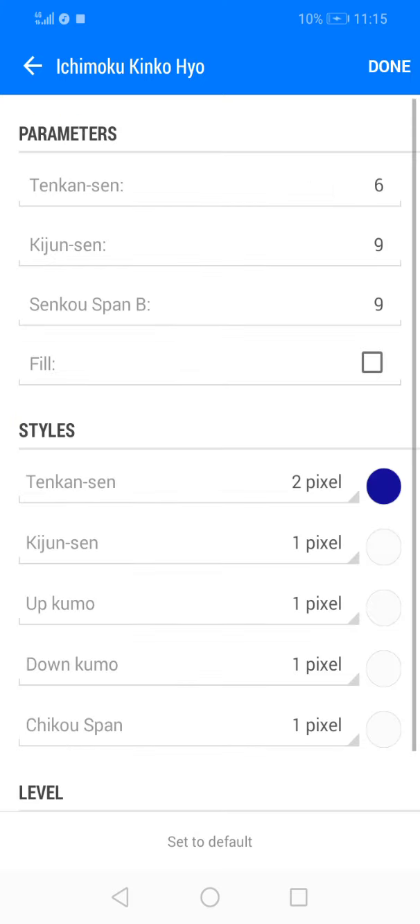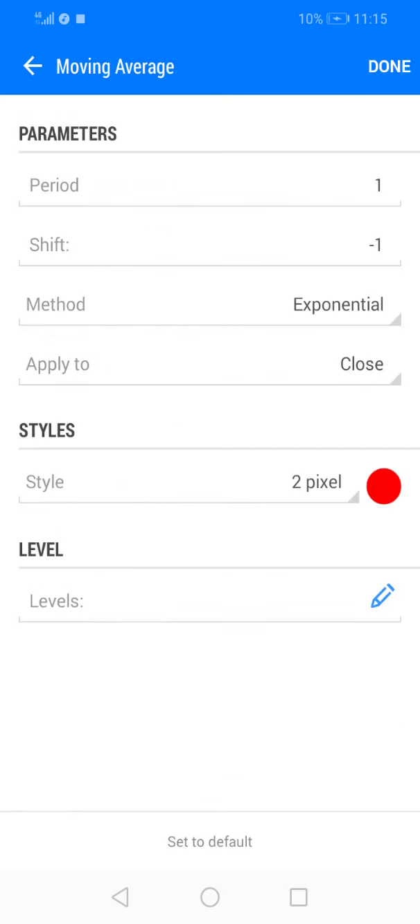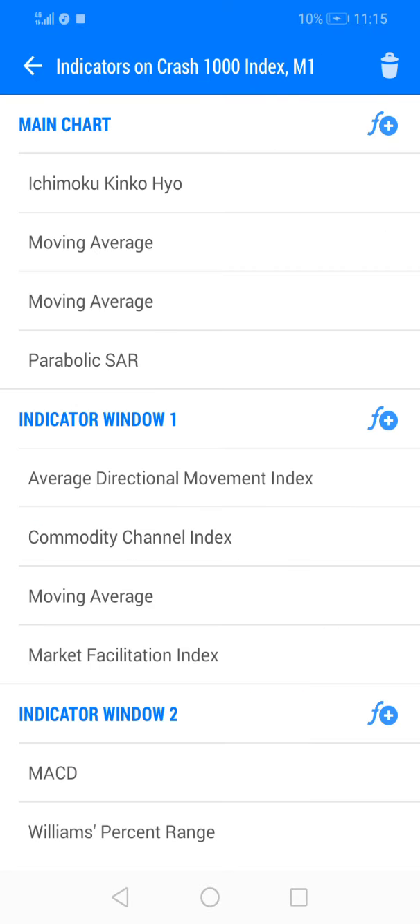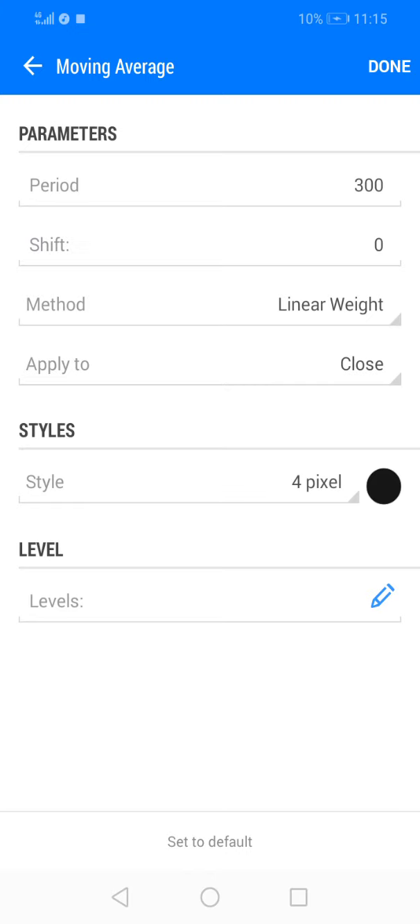The first indicator, like I said, is the Ichimoku. The second one is the moving average. Period... The second moving average is the period. You set one, shift, minus 1, method exponential, applied to close. Then we move to the second moving average. It's actually period 300, shift 0, method linear weighted, apply to close.